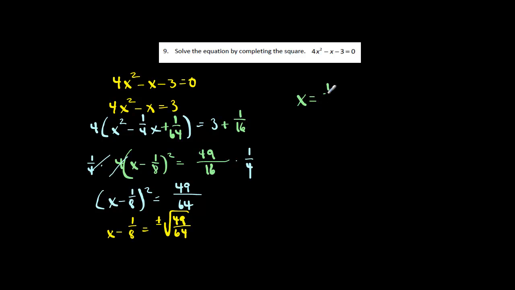So x equals 1/8 plus or minus the square root of 49/64, which is 7/8. So the two roots are 1/8 plus 7/8, that's 8/8, so that's 1. 1/8 minus 7/8 is negative 6/8, which is negative 3/4. So you have negative 3/4 and 1 as your solutions.